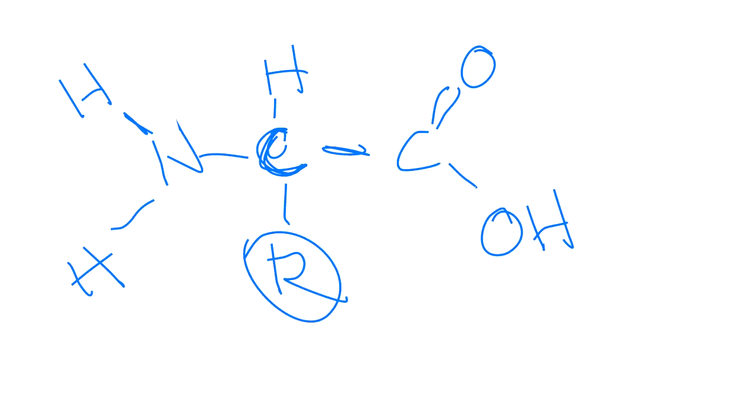Okay, so it's got an amine or an amino, and it's got a carboxyl or a carboxylic acid. Remember, carboxyl also has another name. So this is the what? It's got an amine and a carboxylic acid. So what kind of an organic molecule is it?